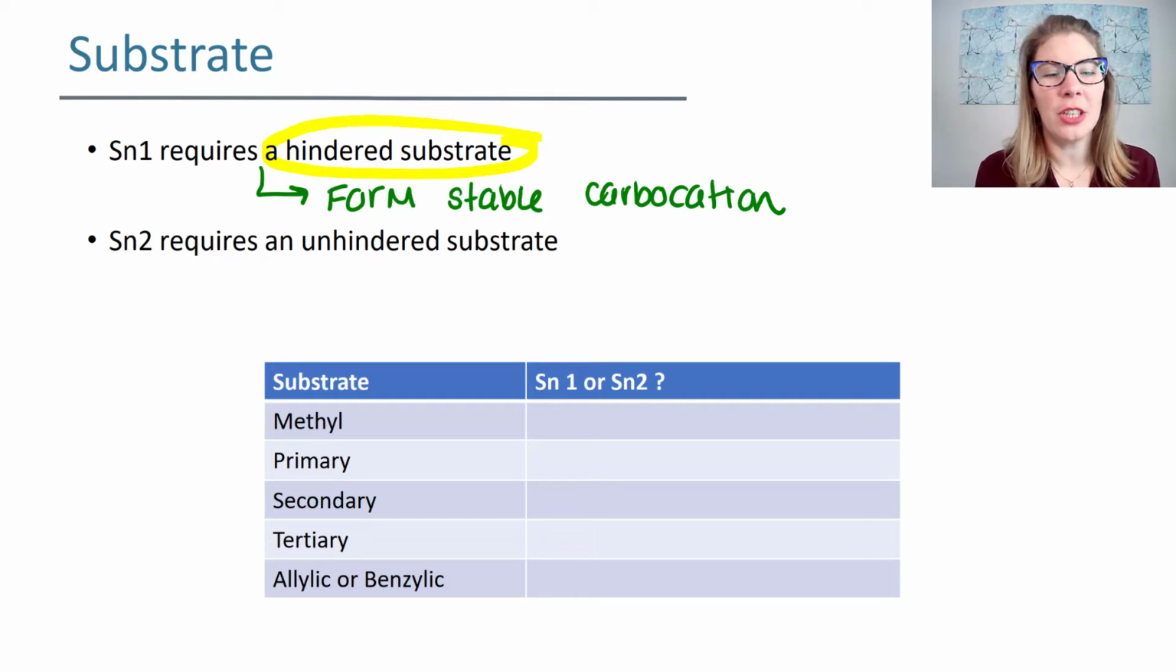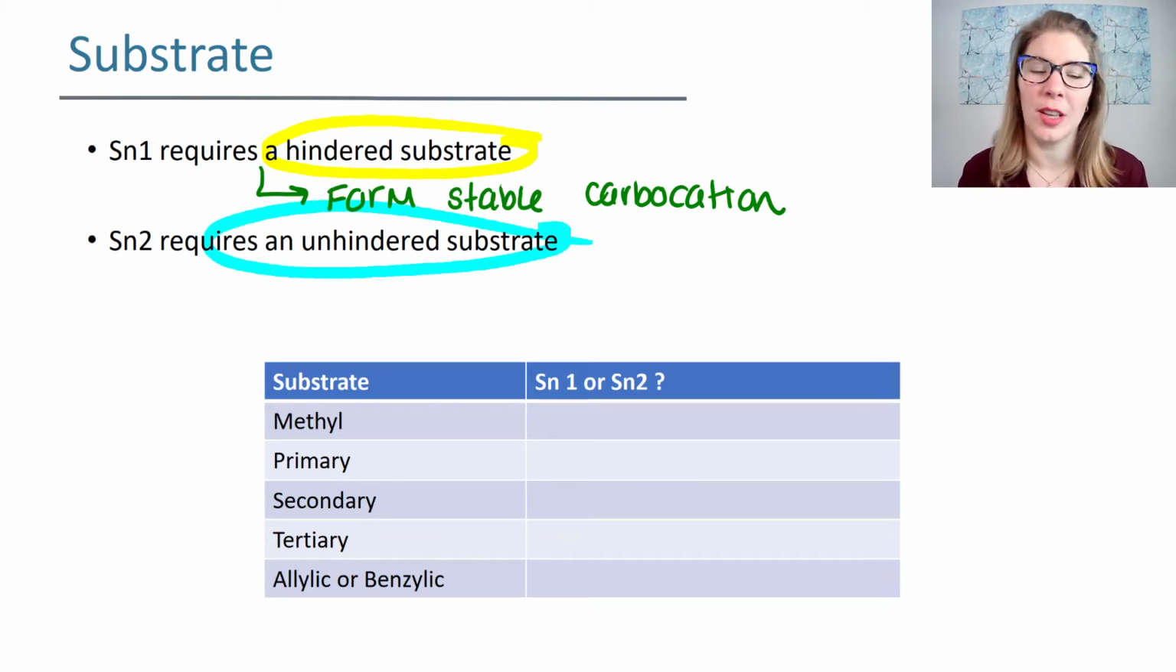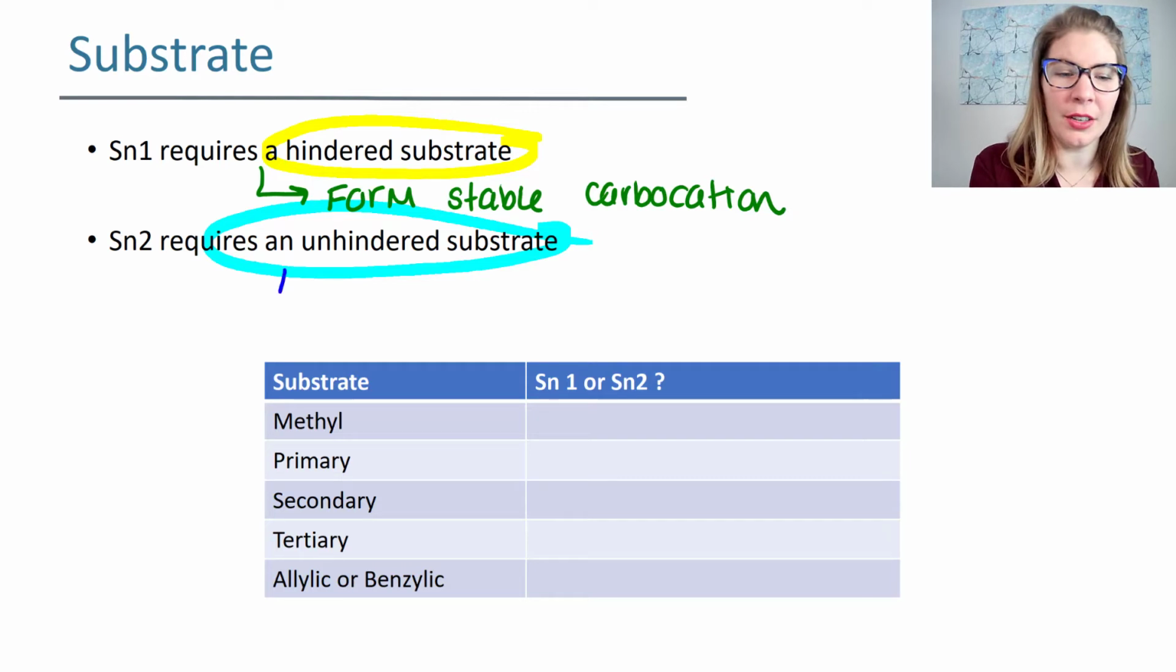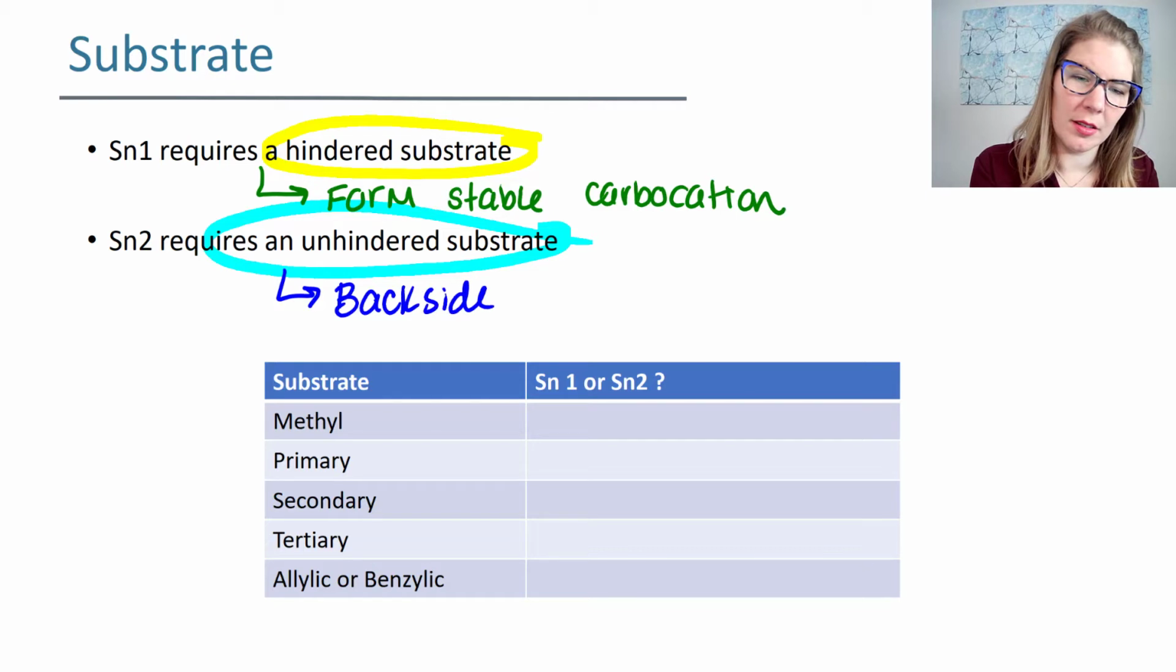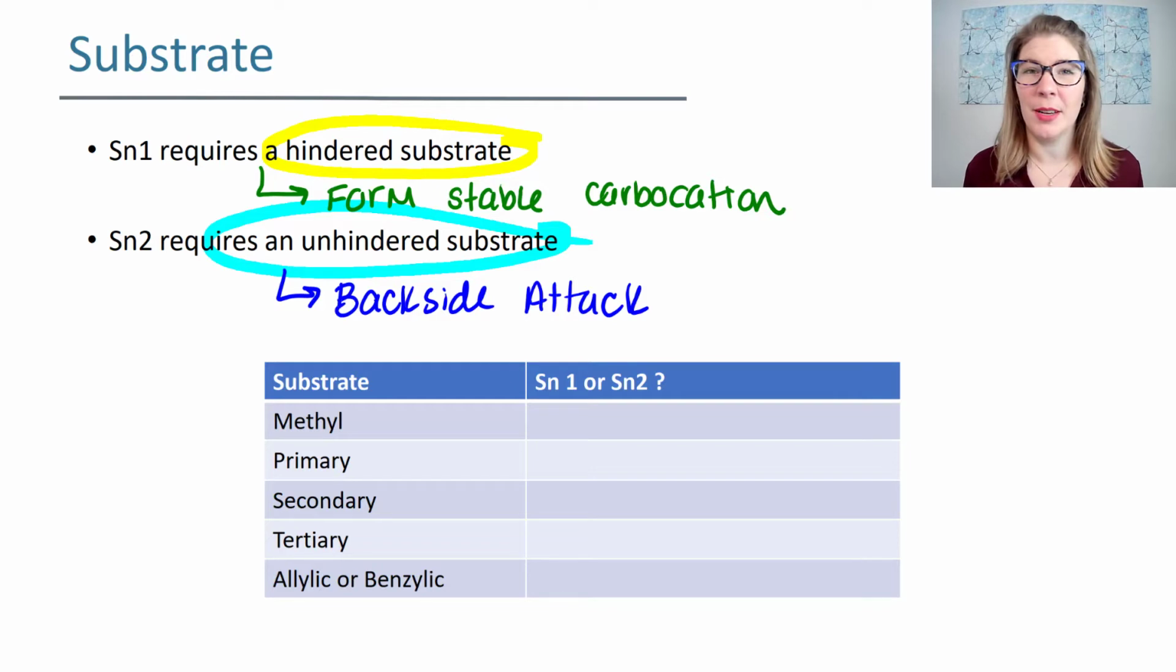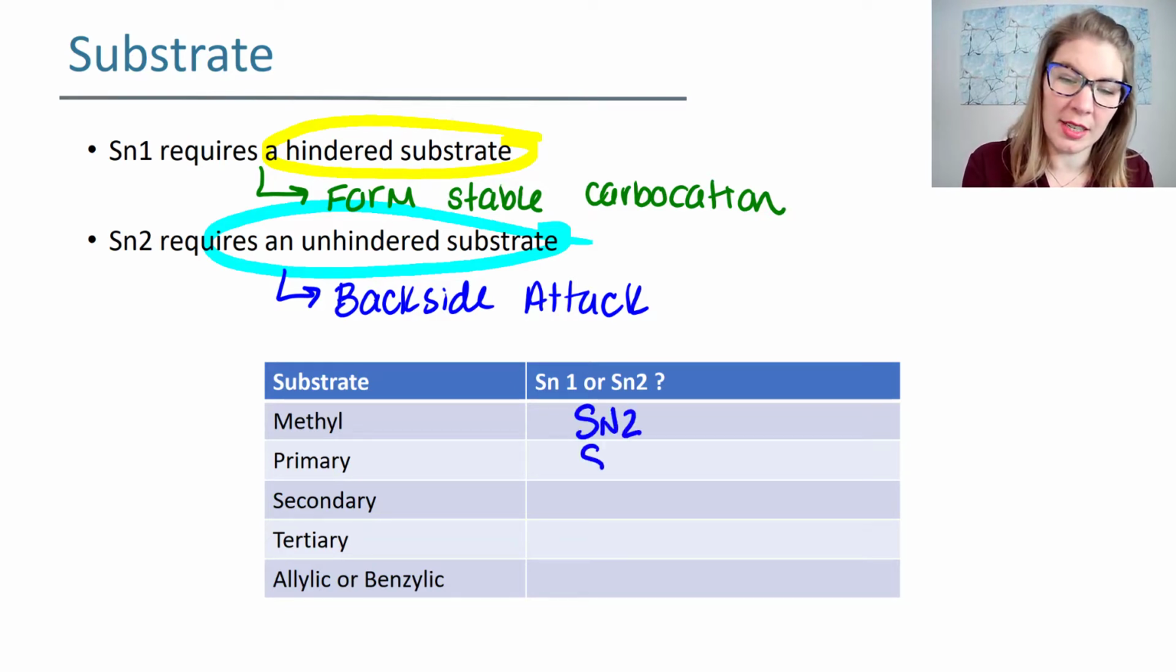Whereas SN2 reactions are going to require an unhindered substrate, something like methyl or primary. Because the nucleophile is going to attack the electrophile from the back side, we need as little electron density around that alpha carbon that the nucleophile is attacking as possible. So here, because of backside attack, we need an unhindered substrate. Methyl and primary substrates are going to lend themselves to SN2 because these are unhindered.